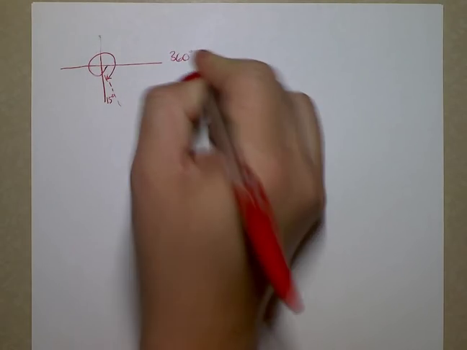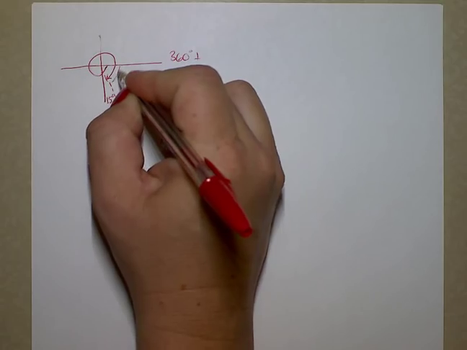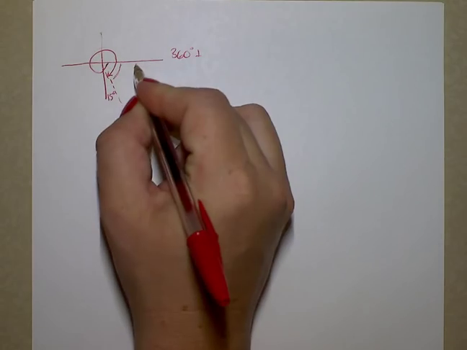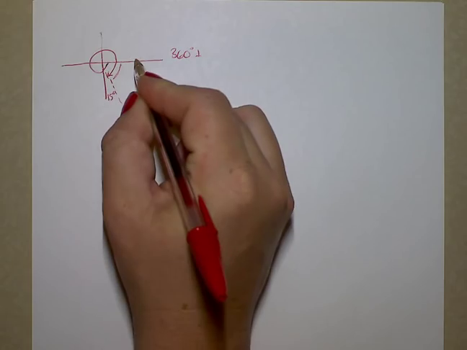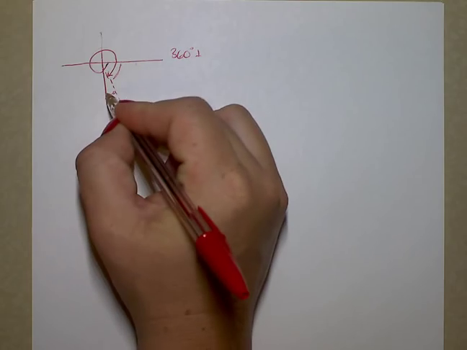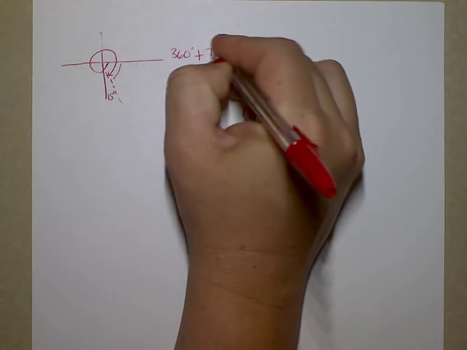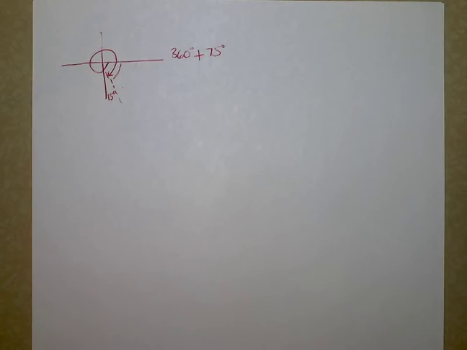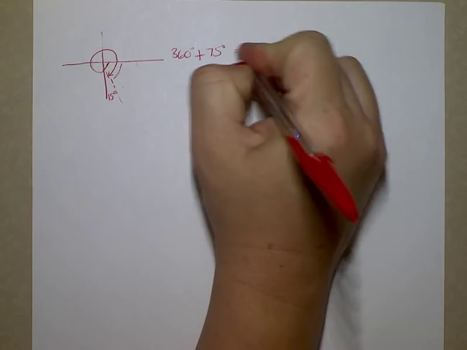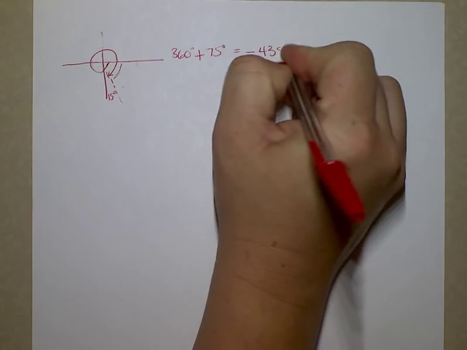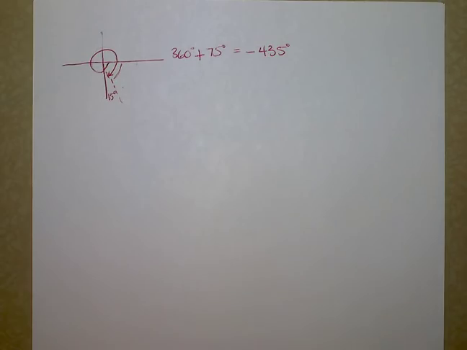And then we need to figure out, what is this angle? Well, this is 15. This entire quadrant is 90. So if I take 15 away from 90, I'm left with 75. Please add those up. And then, as a reminder, this is a negative 435 because you go downward first.